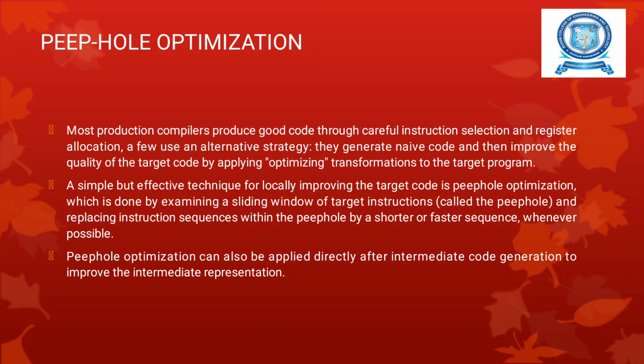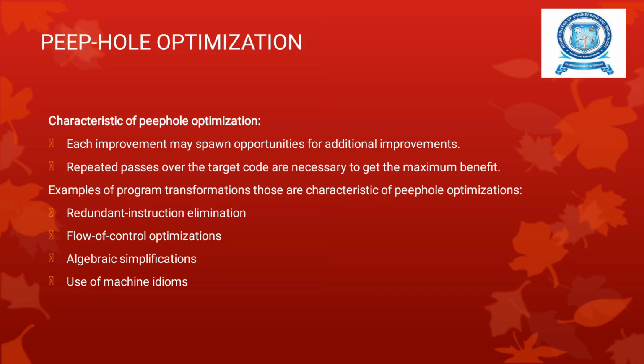Peephole optimization can also be applied directly after intermediate code generation to improve the intermediate representation. The characteristic of peephole optimization is that it gives a better improvement in the target code, and repeated passes over the target code are necessary to get the maximum benefit. The example program transformations that are characteristic of peephole optimization are redundant instruction elimination, flow of control optimizations, algebraic simplifications, and use of machine idioms.